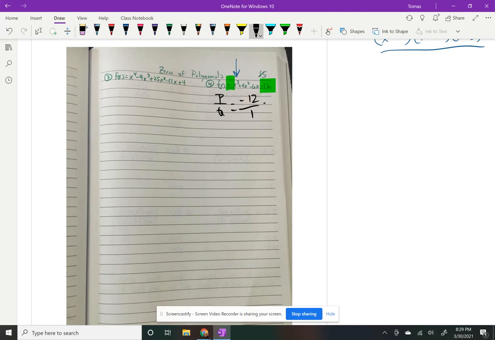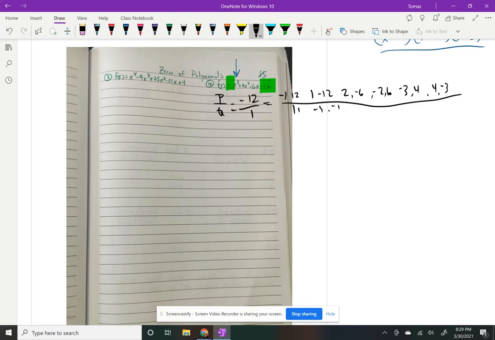Okay, so then I want to look for all of my factors of negative 12 and 1, right? So I could go negative 1 and 12, and then 1 and negative 12, 2 and negative 6, negative 2 and 6, 3, negative 3 and 4, and 4 and negative 3. And trust me, it makes a difference. It really does. And then, of course, we have 1, 1, and negative 1, negative 1.